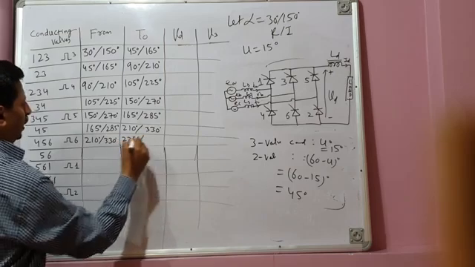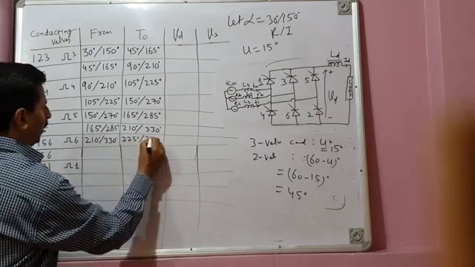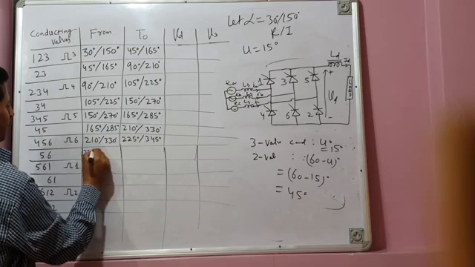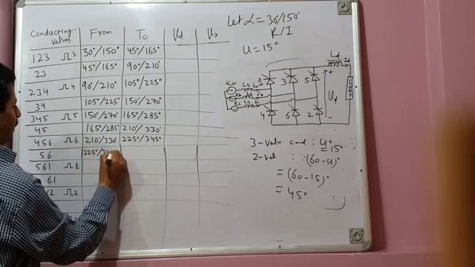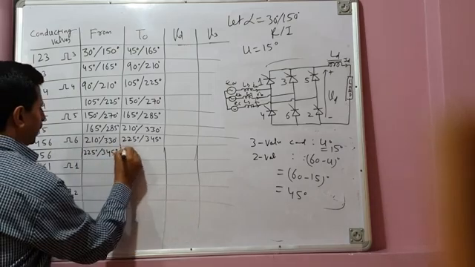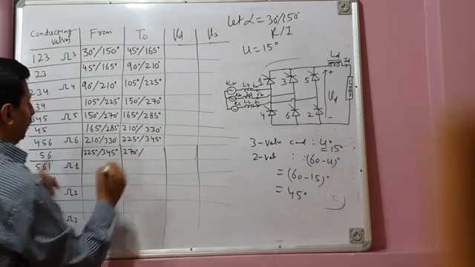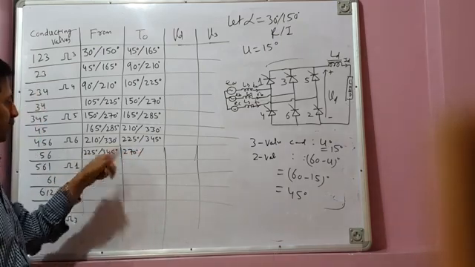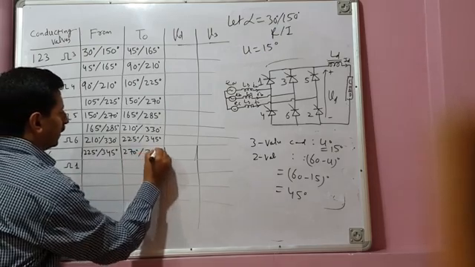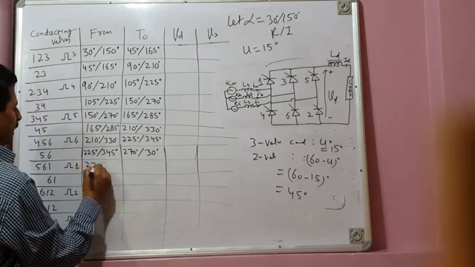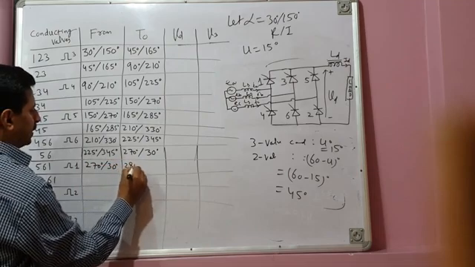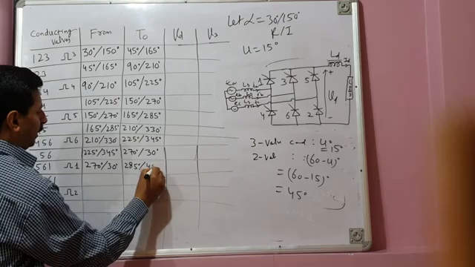Then 225 degrees oblique 345 degrees. Then again 2 value conduction from 225 oblique 345 degrees to 225 plus 45, that is 270 degrees. 345 plus 45 means 390, 390 means 30 degrees. Then again 3 value conduction, 270 degrees oblique 30 degrees to 285 degrees oblique 45 degrees.